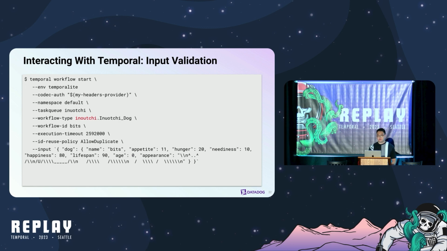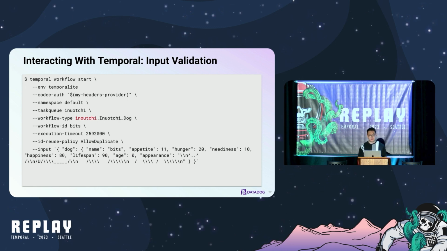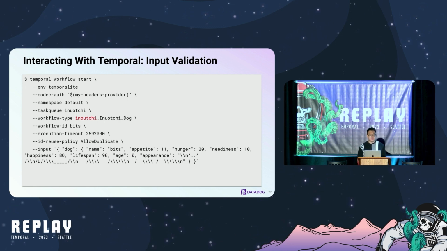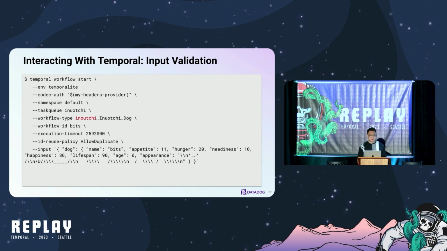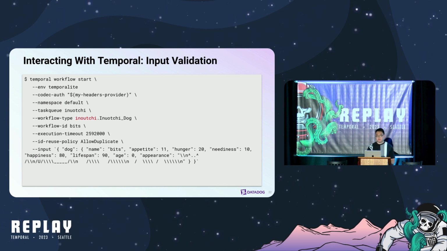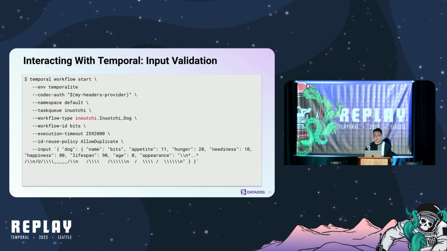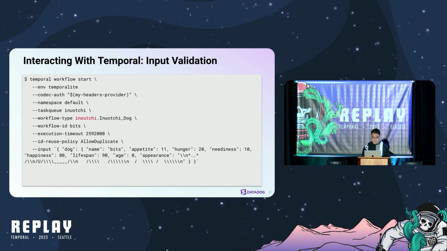As an example, this workflow start command will indeed start a workflow execution, but it will get stuck and not progress. Because in this case, we have a typo in the workflow type, resulting in an execution being created for a workflow type that does not exist. And there are plenty of other similar errors that can occur.